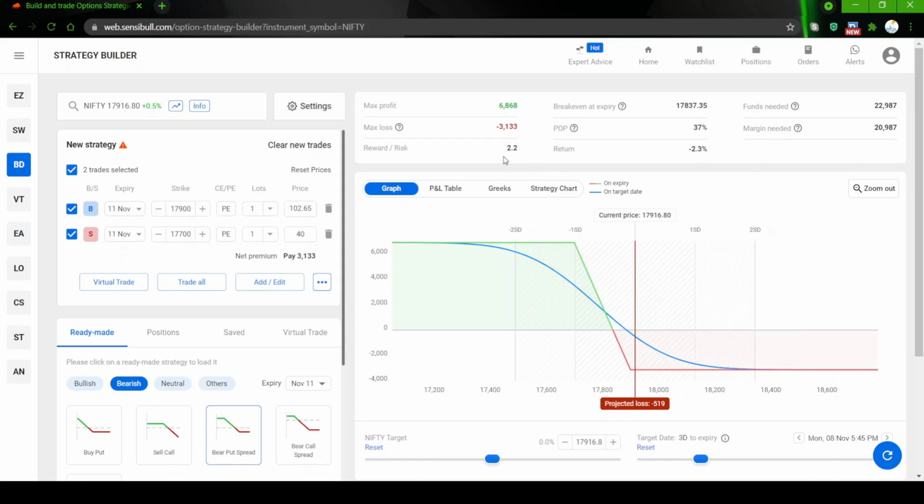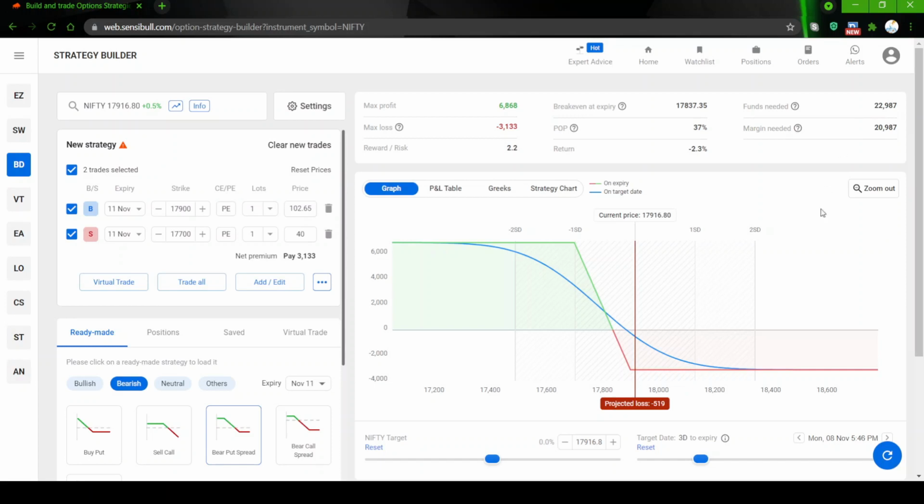That is why on a debit strategy, your probability of profit is less than 50%. So here we have about 37% probability only. Since we are selling an option, there is a margin required to be paid. Since this strategy is a fully hedged strategy, the funds needed will be about 23,000. Since we are paying the debit also, the margin needed will be about 21,000. So consider that you will require about 23,000 rupees to maintain the position till the expiry.